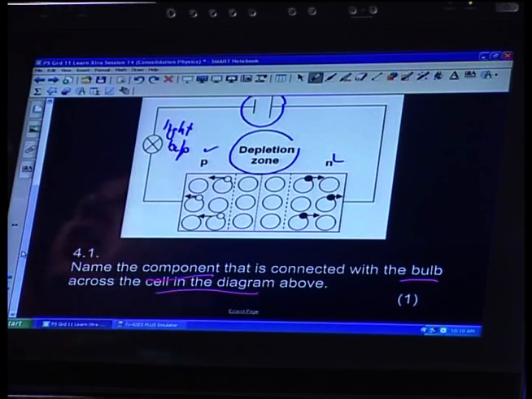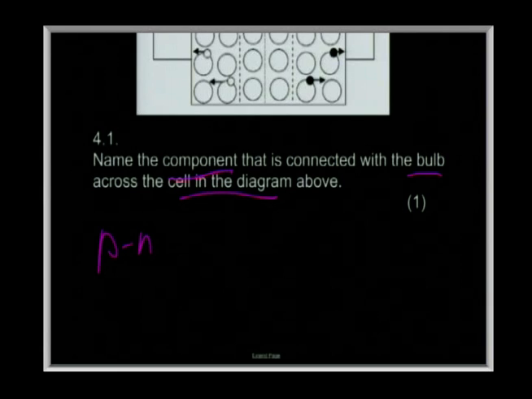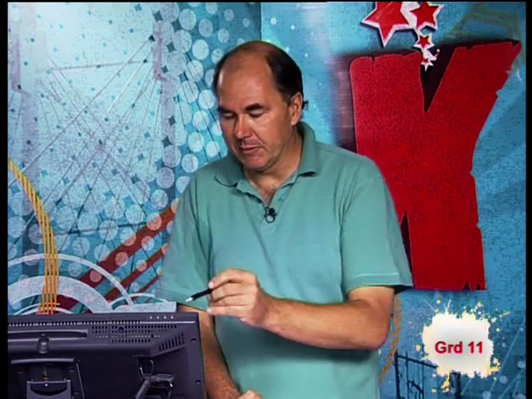Now, P and N are your clue, and depletion zone is as well. This is an electronic component. You should remember that where you have a PN junction, that happens in a PN diode. So we should be able to say this is a PN diode or junction diode. PN junction diode. A diode is an electronic component that allows us to control current in a circuit. It allows current to pass through in one direction but opposes the movement of current in the opposite direction.